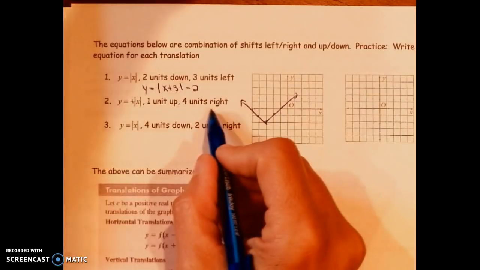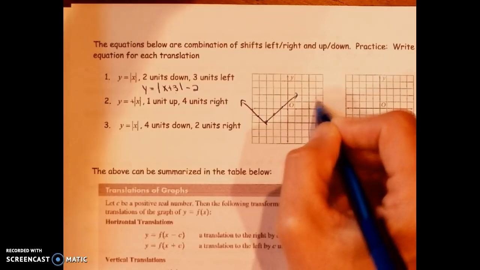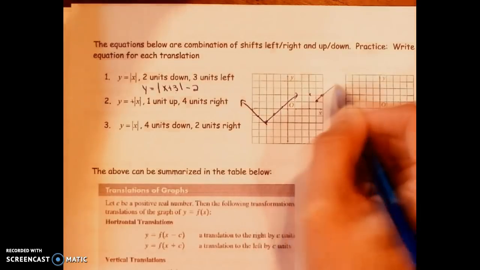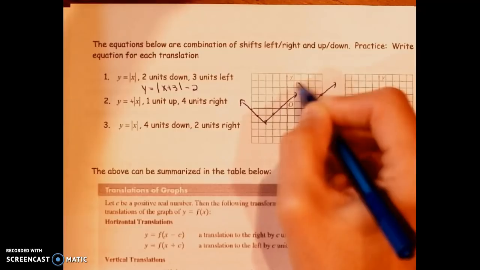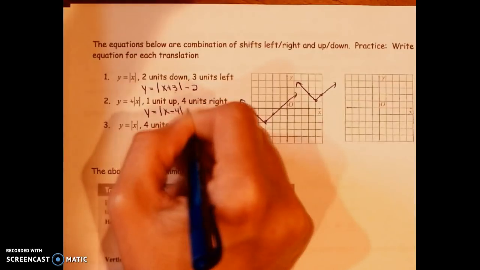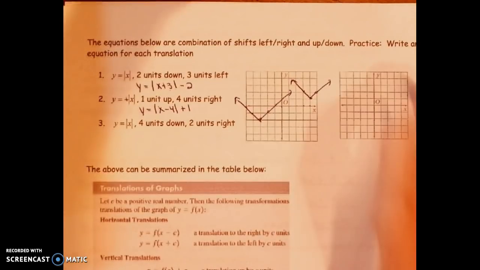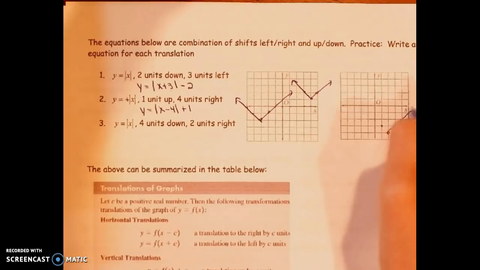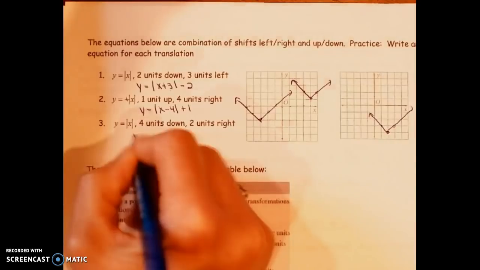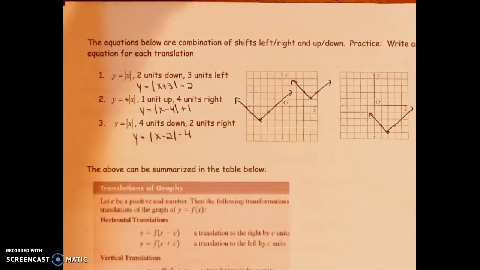Let's go ahead and graph this one on the same. Again, I'm going to start at the origin. It says 1, 2, 3, 4 to the right and up 1. Let's write our equation there. Absolute value of x minus 4 plus 1. And then finally the last one we're going right 2 and down 1, 2, 3, and 4. So we have x minus 2 and minus 4.